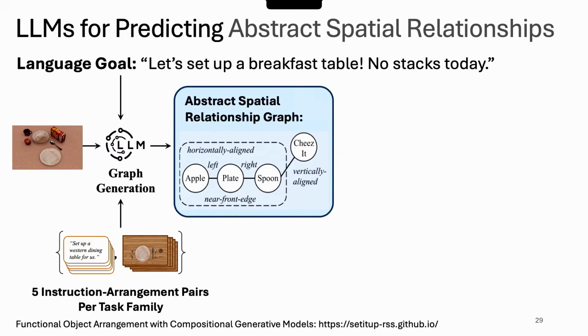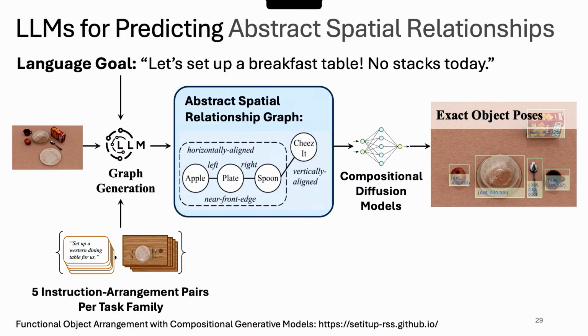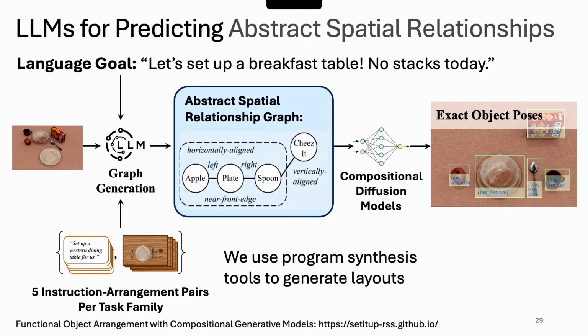And then during this synthesis procedure, you can also provide additional examples showing what your preference is. For example, I come from a Chinese family, so I can give you some examples of how my family usually sets up our dining table. And after that, we use what we call a compositional diffusion model, which I will introduce in the next slide, to actually generate the pose of all the objects. And then subsequently, how can I control my robot to move the object to the target pose? Here, I don't have enough time to talk about the details of this graph generation procedure, but at a high level, we are using some program synthesis technique to generate the layouts.